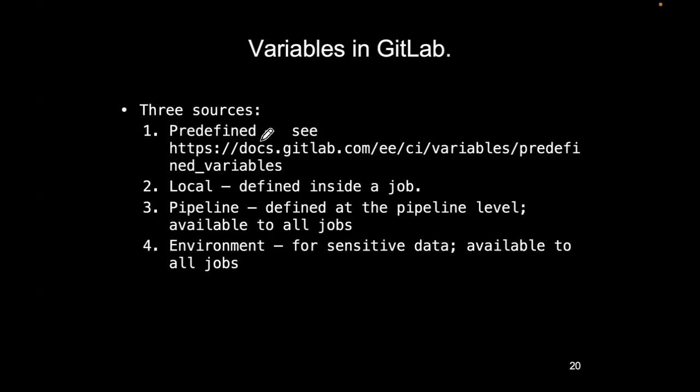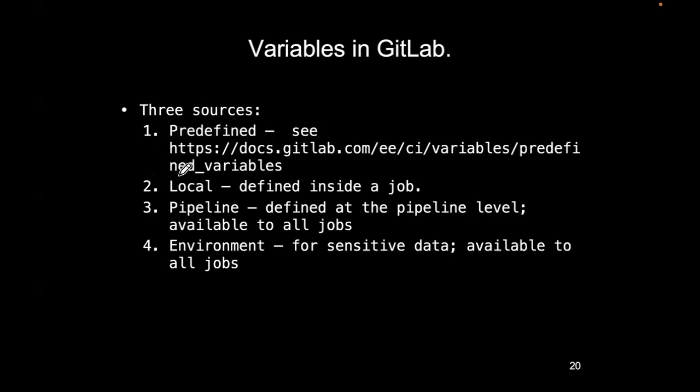I'm giving you a URL there, and if you go to that URL, you'll get a list of all of the predefined variables that are available to every pipeline execution. There's actually way too many to talk through, but there's a small subset that we will use and that are commonly used, and we'll see evidence of that later on.